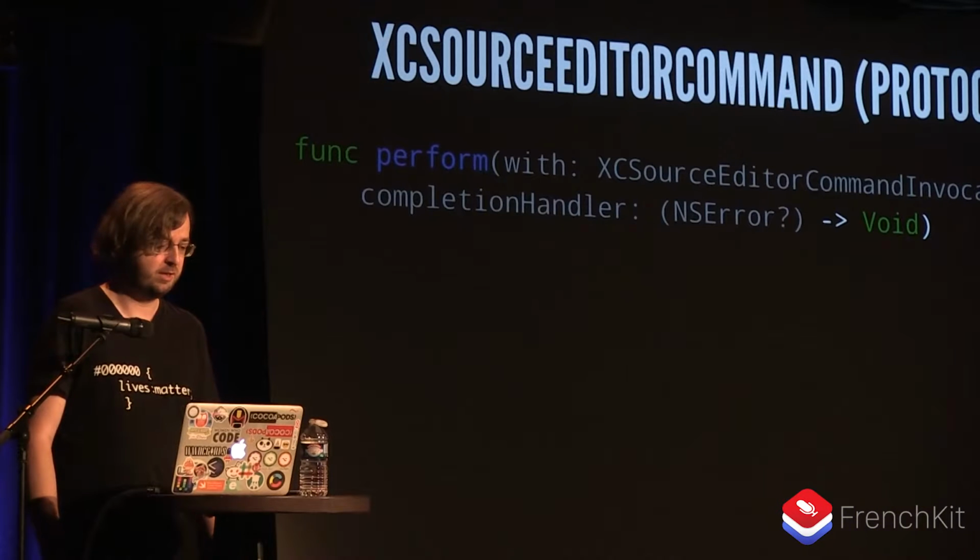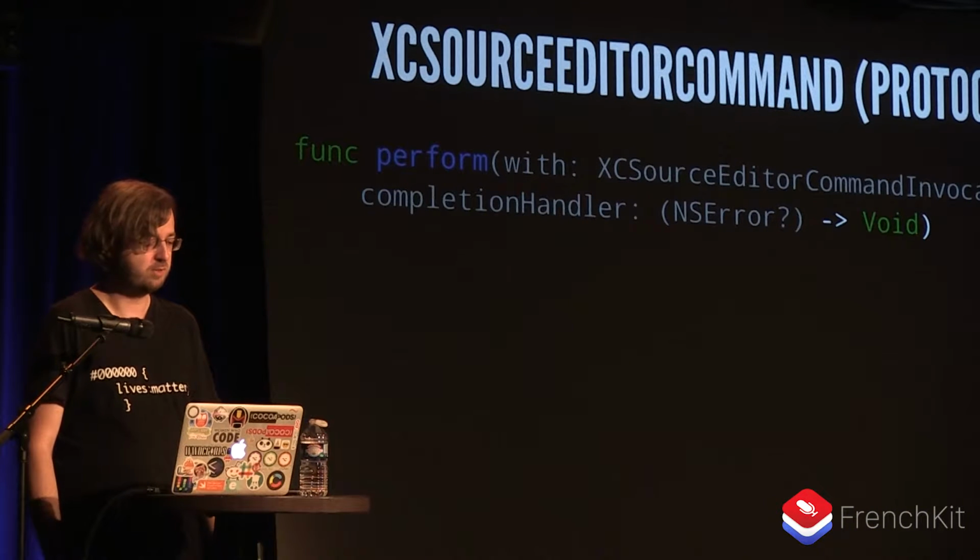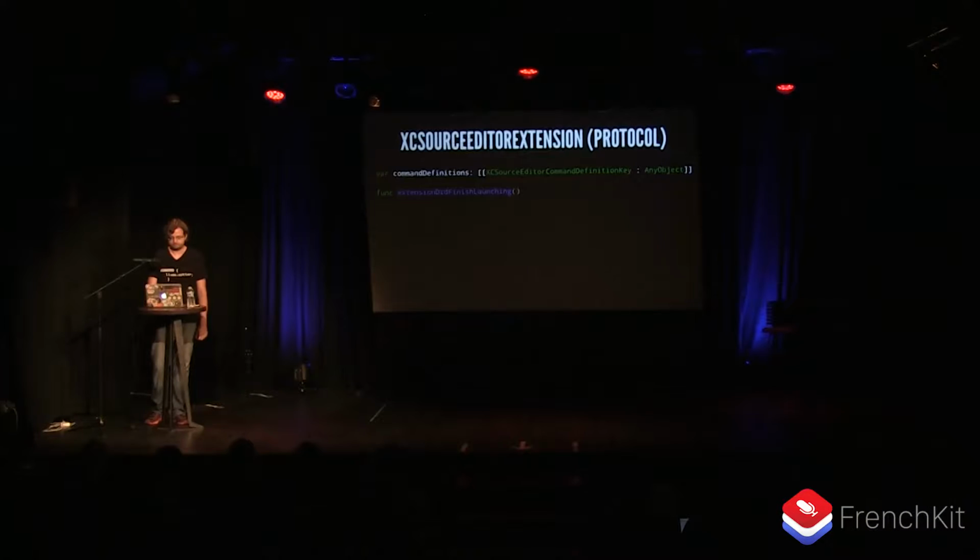Yeah, the XCSourceEditorCommand protocol. This is the perform function we saw earlier. So each command needs an implementation of this protocol, and the perform function will be called when the user calls that command. There's also the XCSourceEditorExtension protocol. This is kind of the principal class of the extension, and it allows you to do two things. One is you can do some work when the extension has launched the first time, and the other thing you can do, you can provide the command definitions.